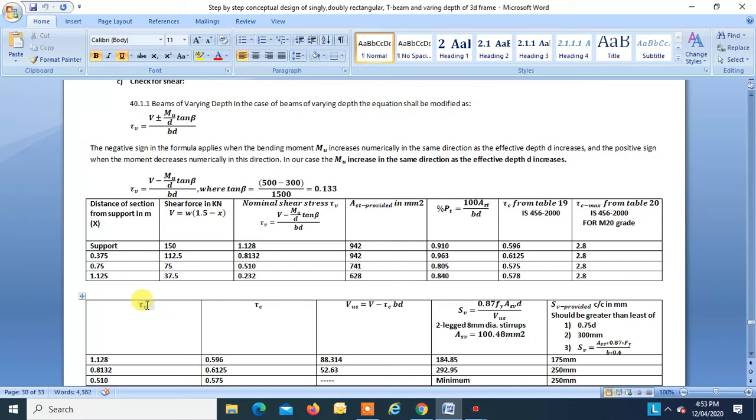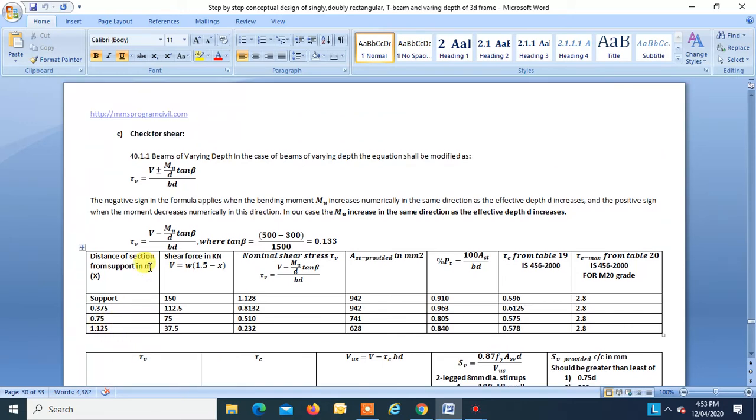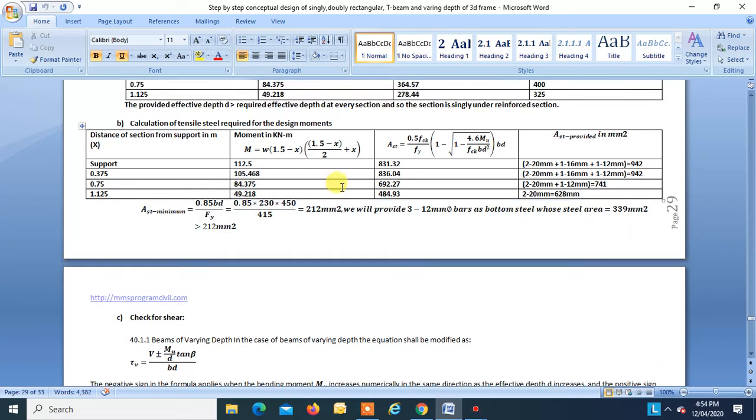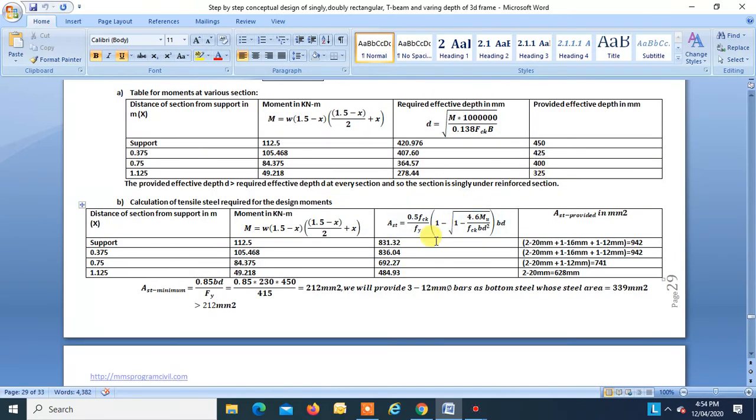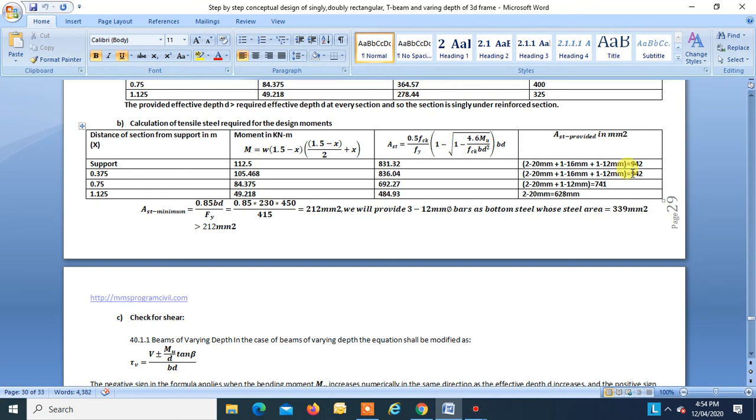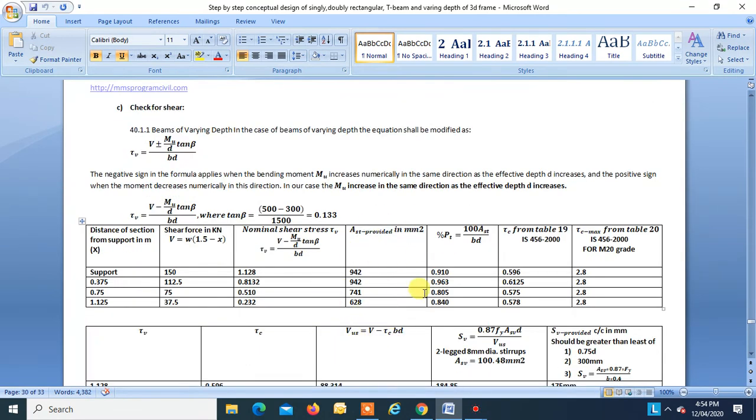Similarly for this case, the Mu to be taken is equal to this and d to be taken is equal to this. So please remember that. This is how, putting the values of Mu, d, b, tan beta, we get the nominal shear stress tau v. This is the area of steel we calculated, the provided steel area. From that you can get the pt by using this formula.